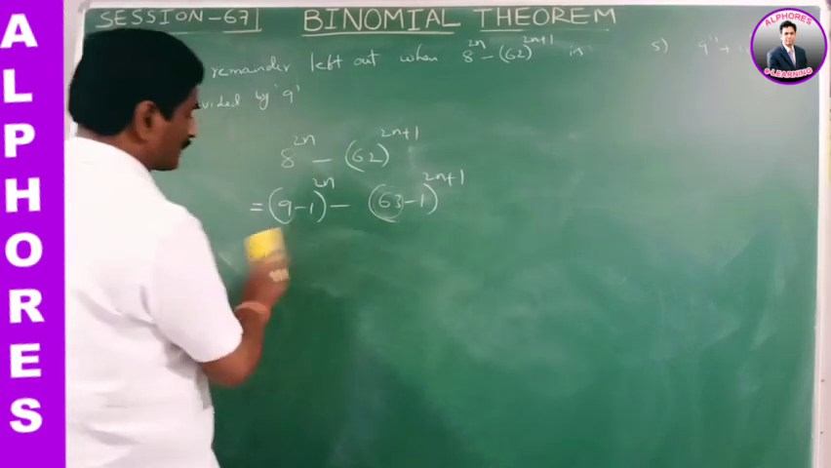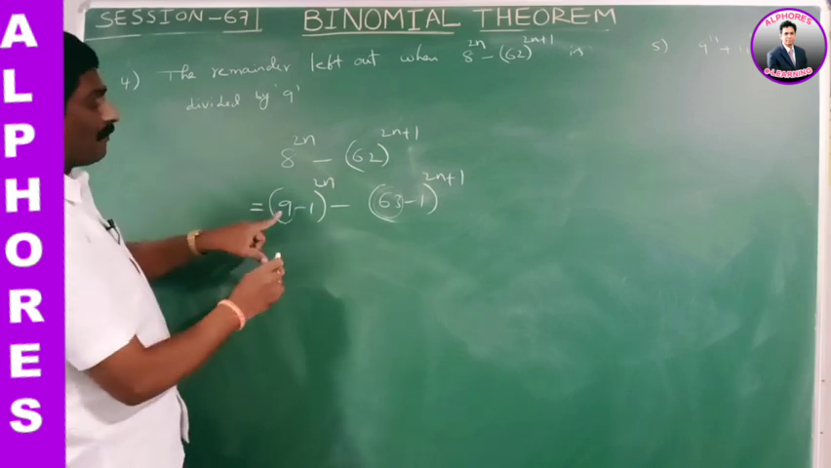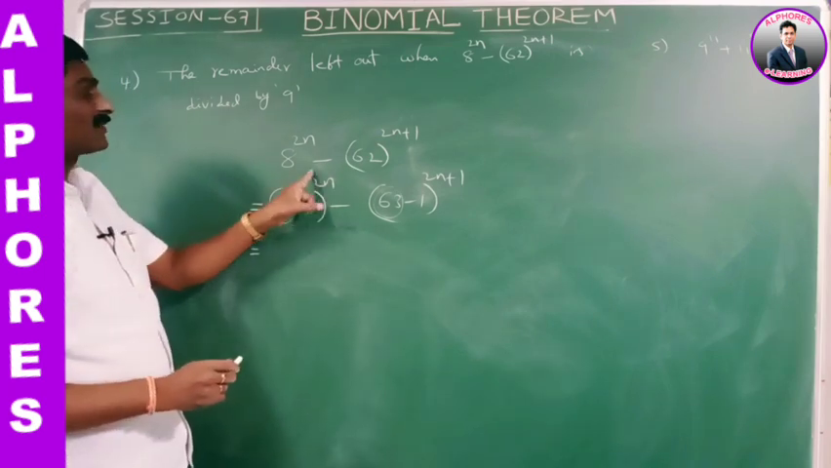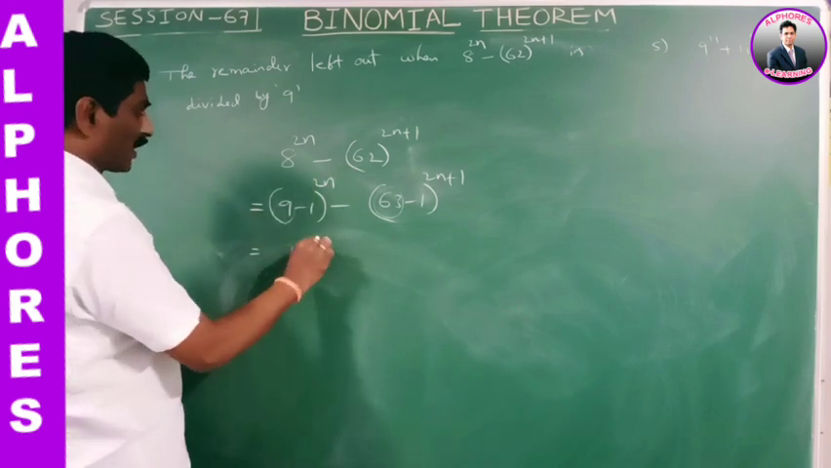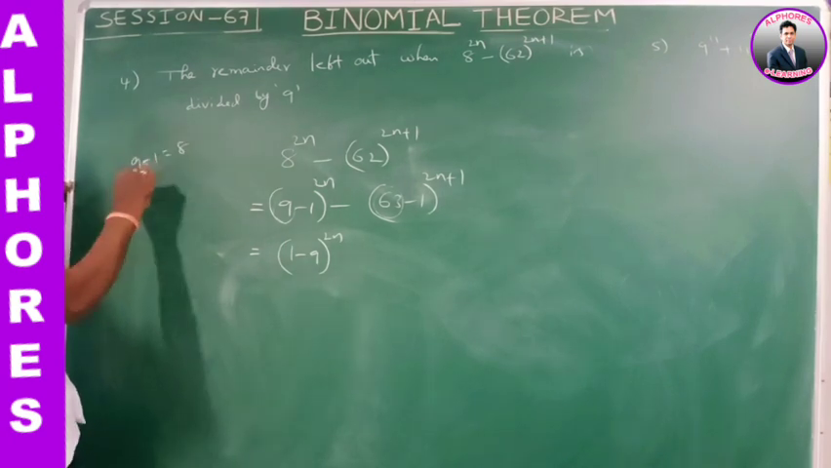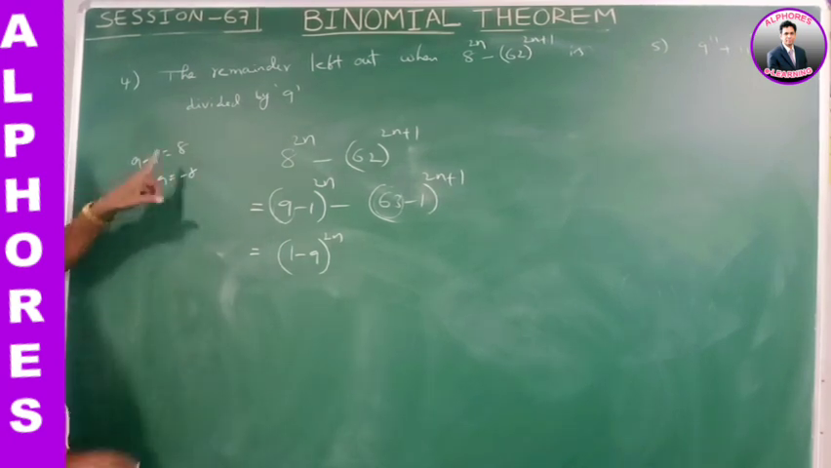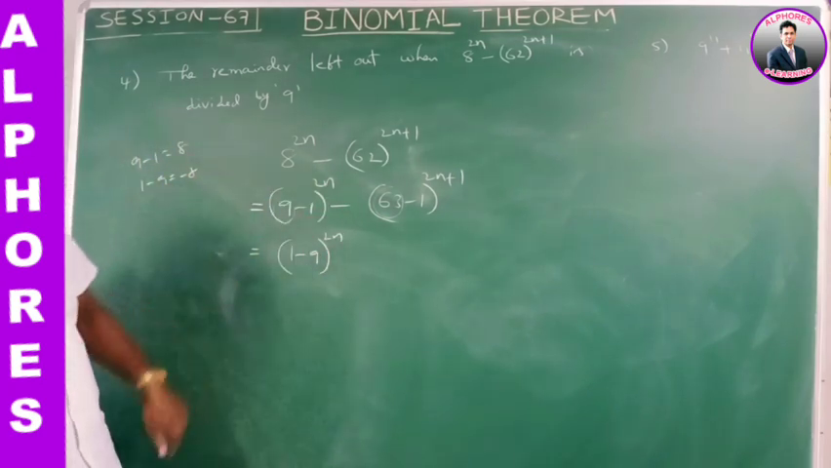Please observe these values. (9 − 1) whole power 2n means (1 − 9) whole power 2n. This power 2n is even, so that value can be reduced into (1 − 9) whole power 2n. 9 minus 1 is equal to 8, 1 minus 9 is equal to minus 8, and 8 power 2n is equal to (−8) whole power 2n, since 2n is even. Okay.